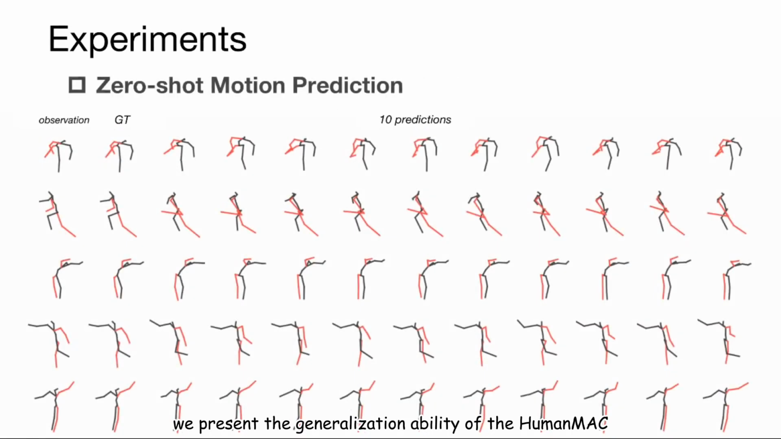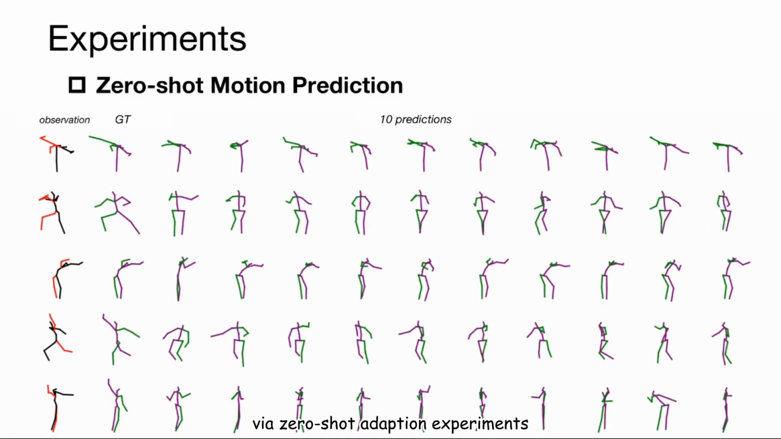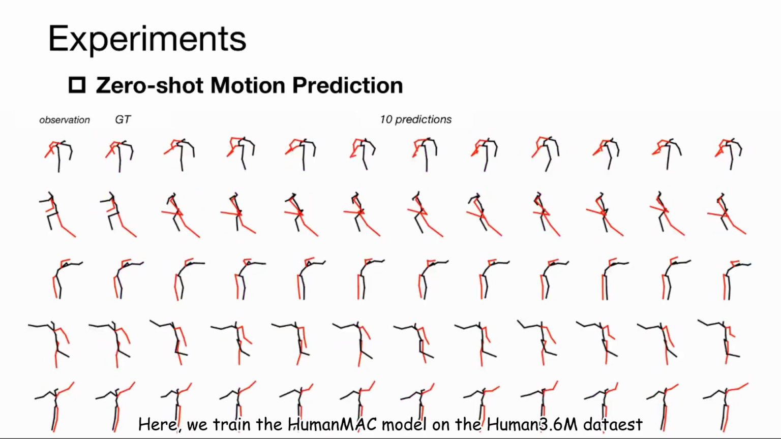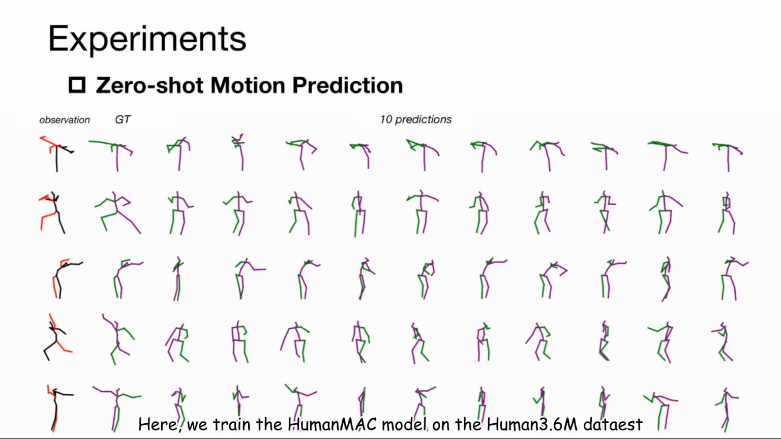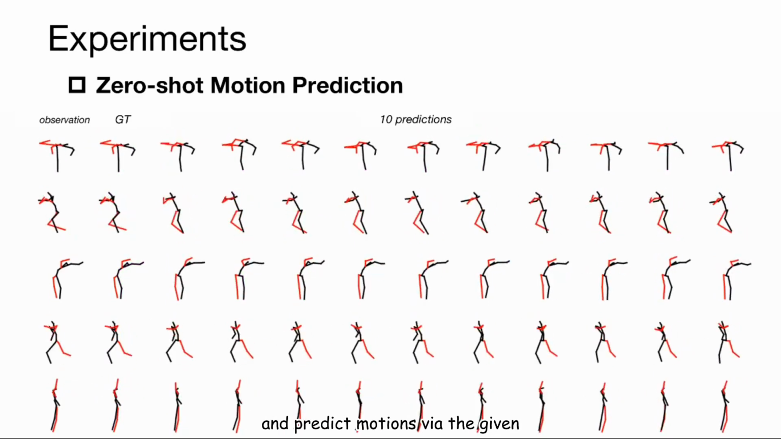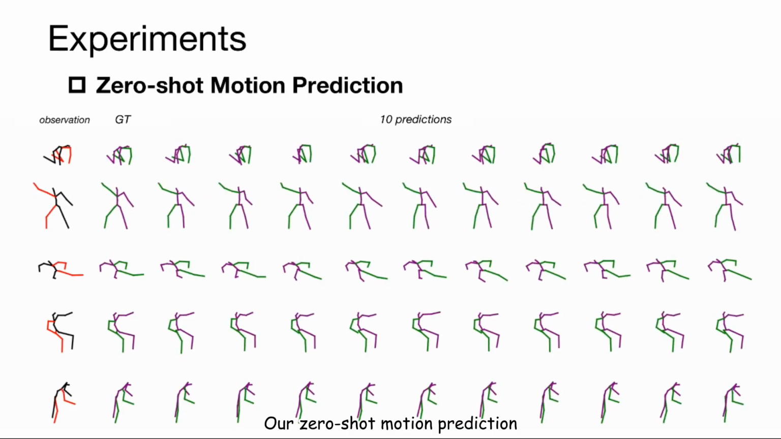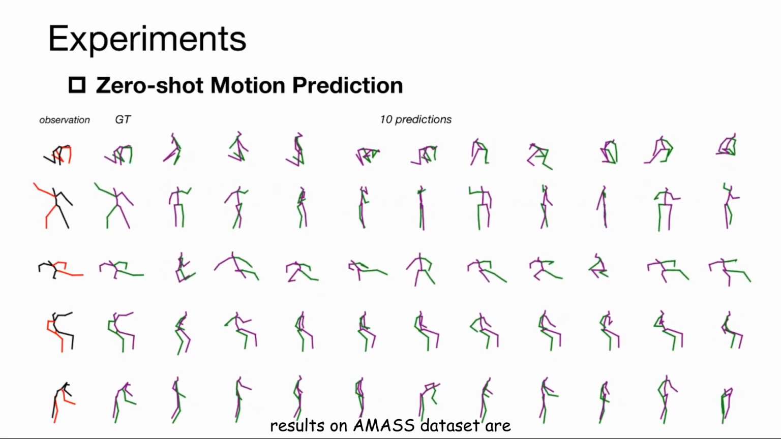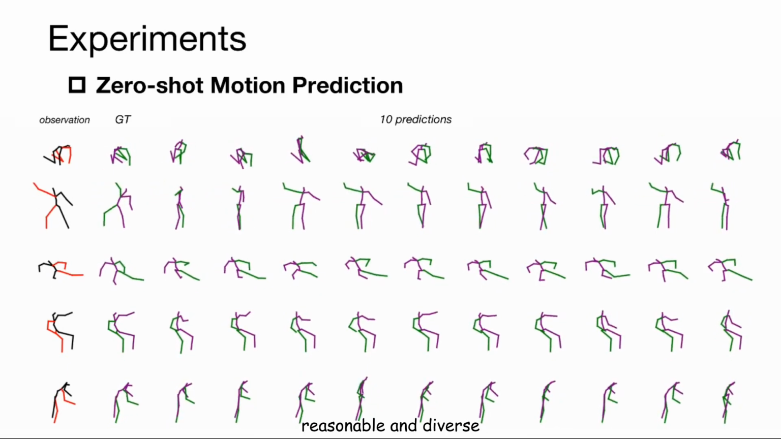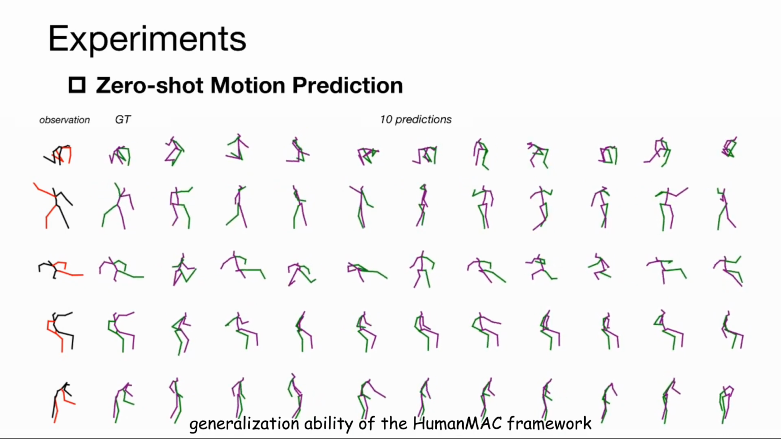We present the generalization ability of HumanMAC via zero-shot adaptation experiments. Here we train the HumanMAC model on the Human3.6M dataset and predict motions given the AMASS dataset observed motions. Our zero-shot motion prediction results on the AMASS dataset are reasonable and diverse, which shows the good generalization ability of the HumanMAC framework.